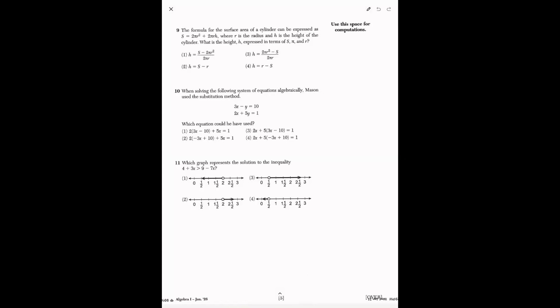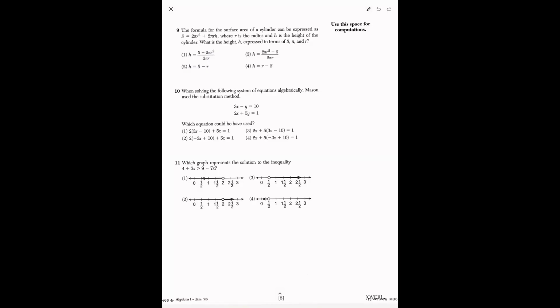I am doing question 9 from the January 2026 Algebra 1 Regents exam. Basically, it's a question where you have to rearrange a formula. And I'm going to do it the way that I teach my students, and then I'm going to show you kind of the traditional way to do it as well.